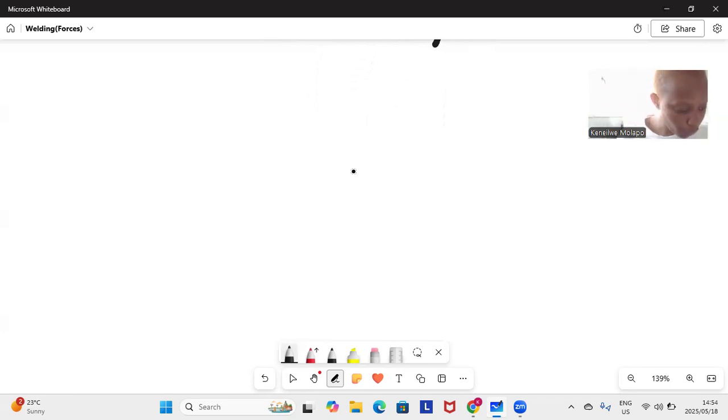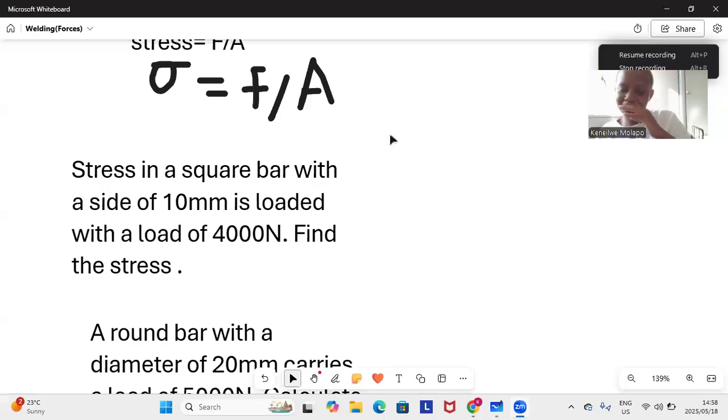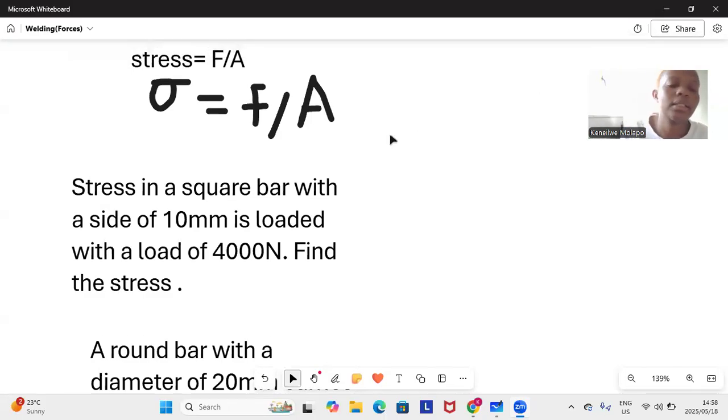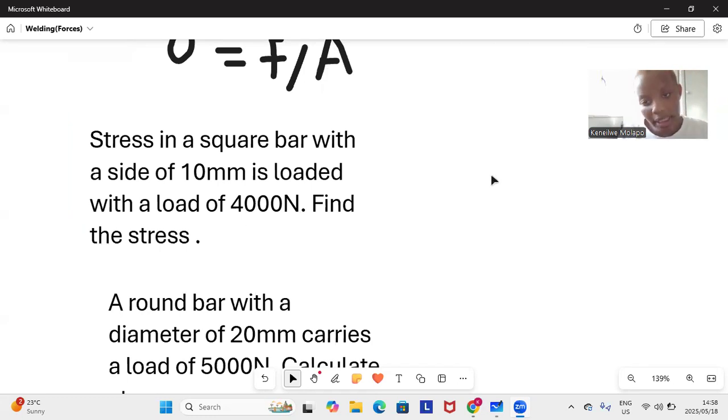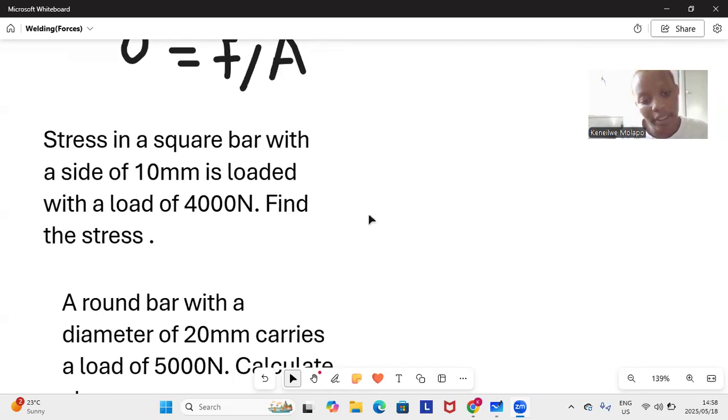So you know the formula for the area of a square bar: it is side times side. Since I said stress equals force over area, now I have an example. A square bar with a side of 10 millimeters is loaded with a load of 4,000 N, find the stress. You know that stress equals force over area. So you have to find the area first because they already gave you the force.